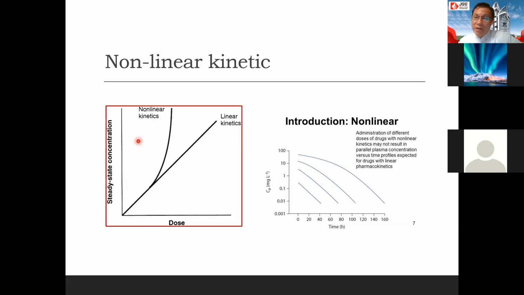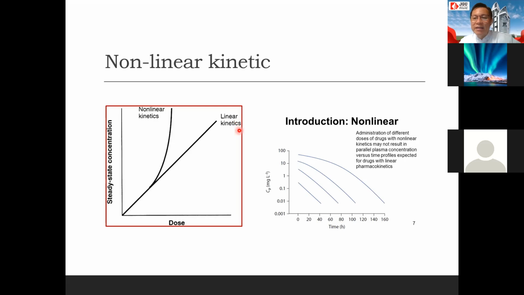But actually you can predict by the graph or by the formula. What she meant is actually it doesn't go proportionately. You can't just figure it out by simple mathematics.